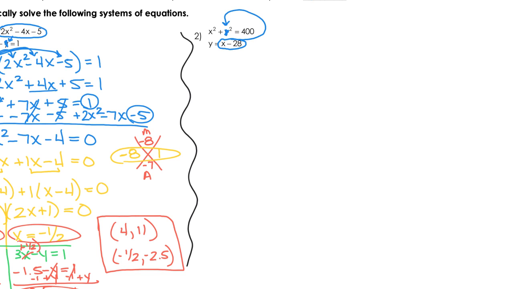And so now I'm going to just rewrite it. So it's going to stay x squared plus, remember you're substituting, so you should use parentheses around the x minus 28 because that's what you're putting in. And don't forget the square is still there, equals 400. Next, x minus 28 squared really means x minus 28 times itself.